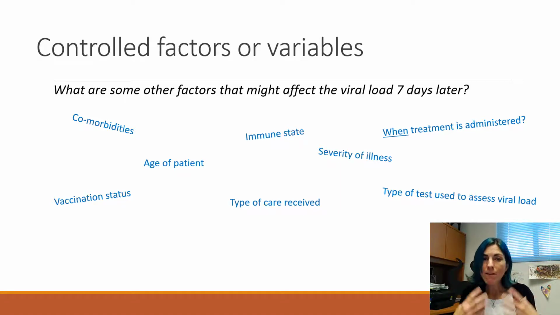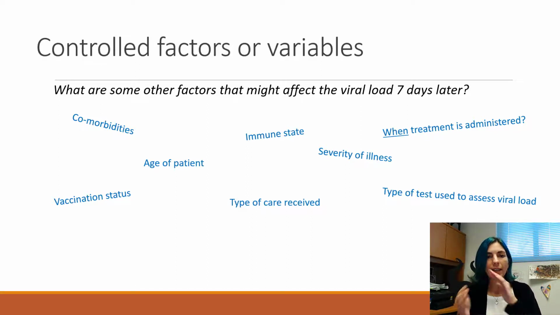So in my hypothetical experiment, I might say something like, all patients must be between the ages of 20 and 60. They all have to be admitted to the same hospital. They all have to be immunocompetent, no cancer patients, no pregnancies. They all have to have mild COVID. They all have to have an Omicron strain. They all have to be unvaccinated, etc.